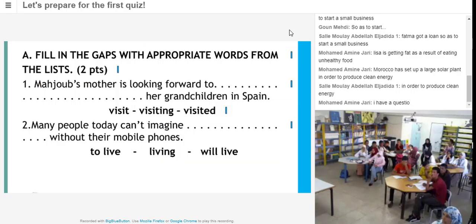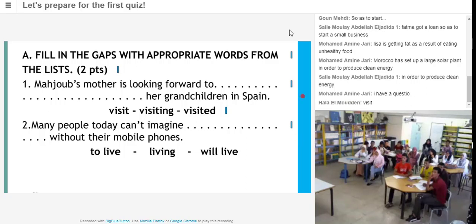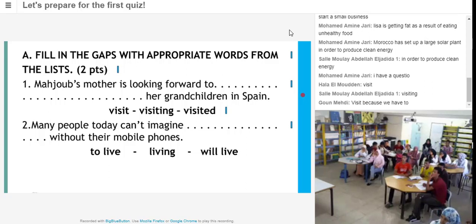Okay, let's see from a national exam that we had in 2012, I chose these two sentences. Mahjoub's mother is looking forward to her grandchildren in Spain. The choices you are given are visit, visiting, or visited. Could you write your choice of the answer in the chat, please? Hala says visit. Abdullah Jdida, visiting. Mehdi says visit. The other answers, please. Let's have Rabab. What do you think, Rabab? It's visit. And we have Insaf, we have Muhammad Amin, we have Yusuf, the others. Could you write your answers?